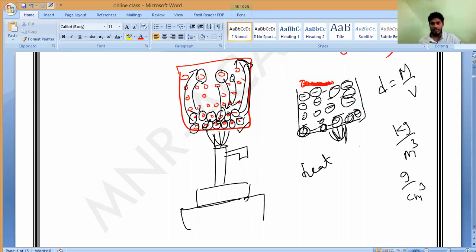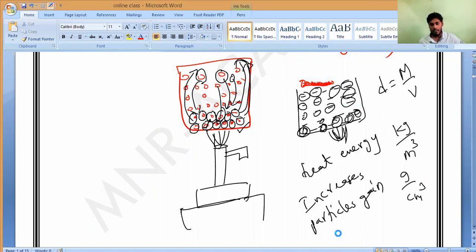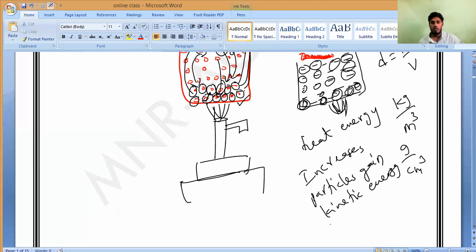So as we know, heat energy increases, what will happen? The particles gain kinetic energy, and they will start moving away from each other. Is it yes or no? Understand? Yes, sir. Density, what will happen? Density will decrease. So now what is happening, Mari?